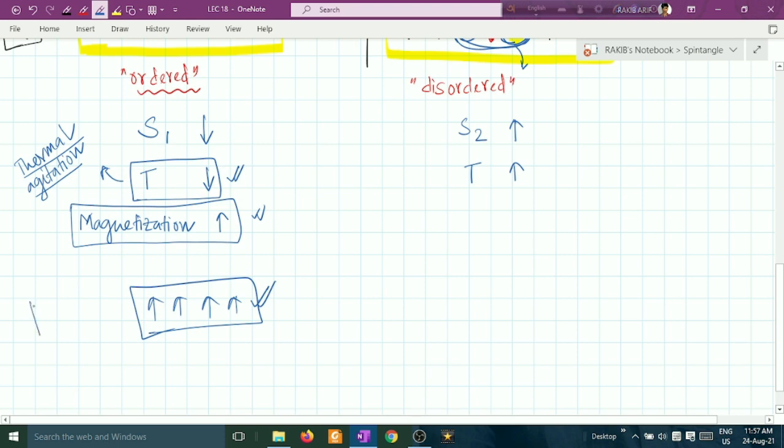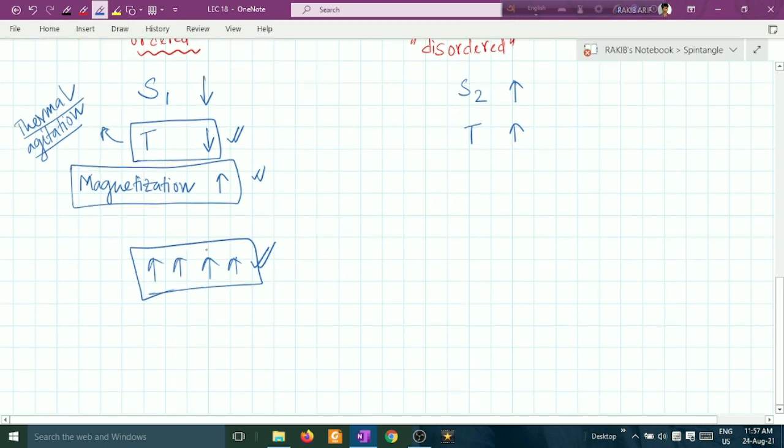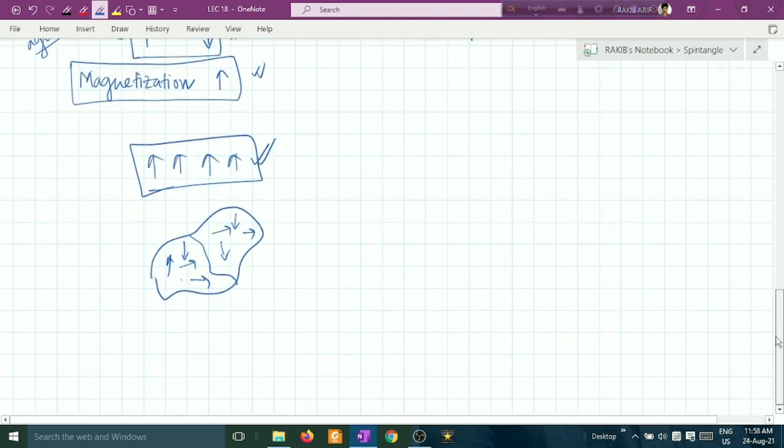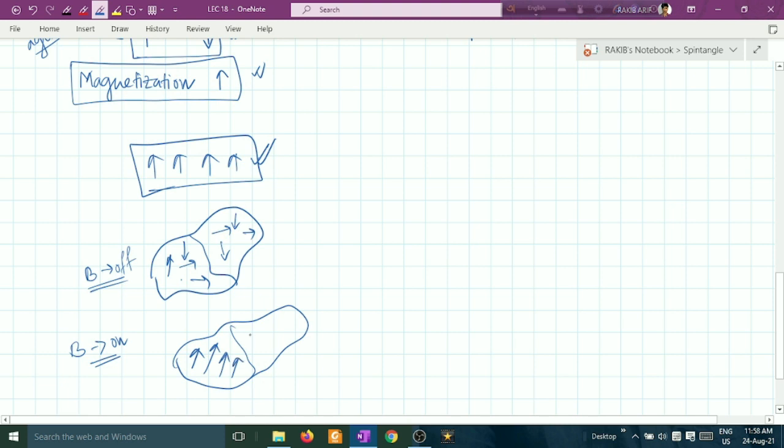If you apply a magnetic field to a domain, say this is a system and these are the two domains in which the particles are initially randomly scattered. Whenever the magnetic field is off, the domains are randomly scattered, and whenever you switch on the magnetic field, the domains get aligned in a particular direction, say in this direction. This means the domains responded to the magnetic field and got aligned.